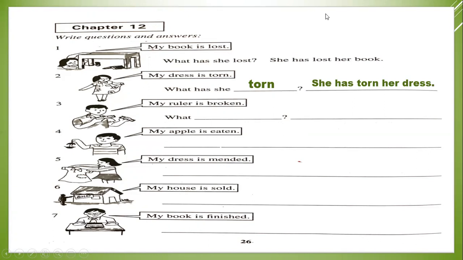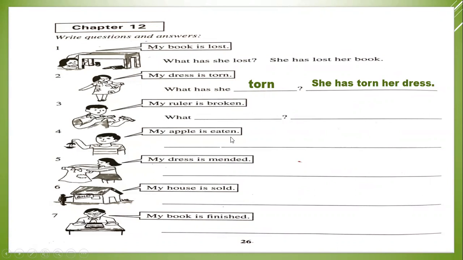The next you will do on your own. My ruler is broken. What has...? This is a boy, so we use the pronoun he. What has he broken? He has broken her. No, her is wrong. He has broken his ruler. Her is for girls, with she you use her, and with he you write his. He has broken his ruler.